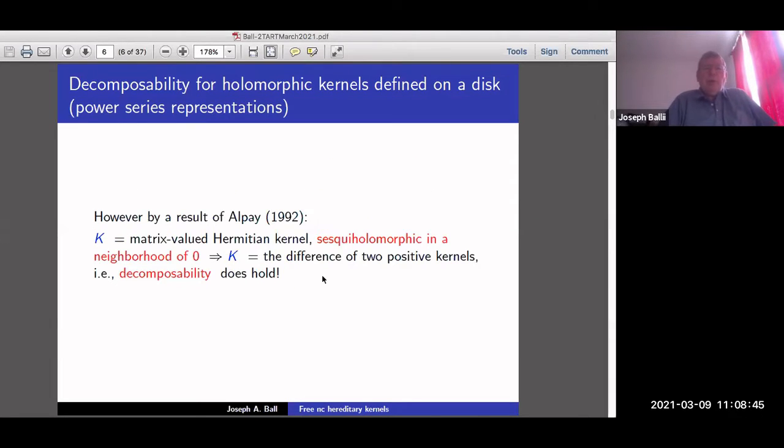Then we come to, however, if we have holomorphic kernels. So also in the same paper of Alpay, if you have a matrix valued Hermitian kernel, and it's holomorphic in the first variable and conjugate holomorphic in the second variable, and you have a power series representation representing it on your neighborhood of zero, then you can get by with power series computation and exhibit K as a difference of two positive kernels. So decomposability does hold.